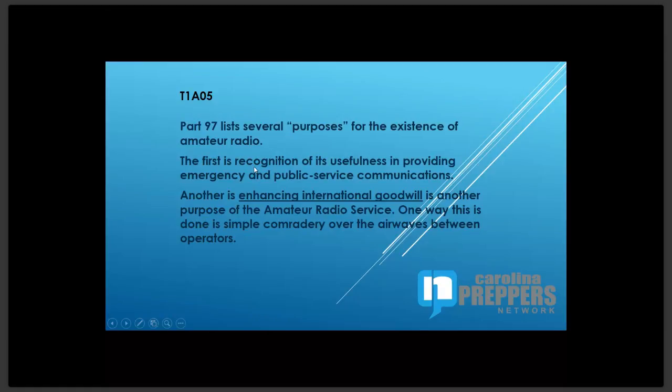I mean, one of the purposes is to recognize its usefulness in emergency and public service communications. So that is a possible answer. However, such a small number of ham radio operators participate in emergency communications. An overwhelming majority of ham radio operators use it as a hobby, and just to have a friendly additional level of communications with people around them. So your better answer would be enhancing international goodwill.